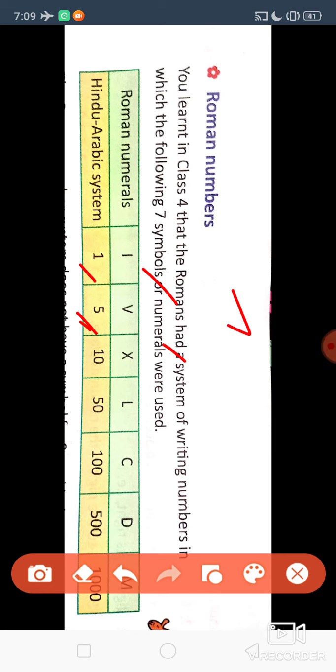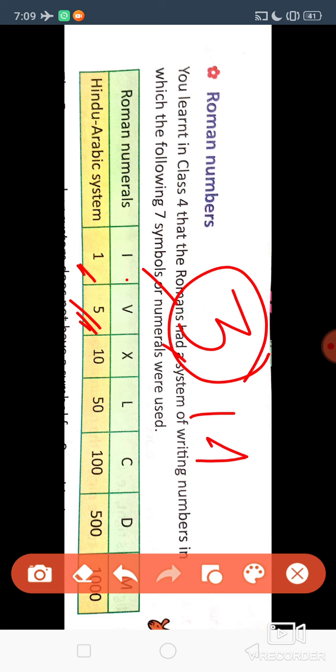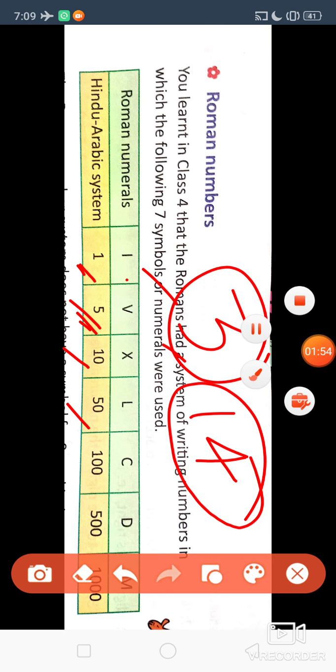But if we have to write 3, then how will we write it in Roman numbers? It is not given here. After 1 it is given 5. Suppose we have to write 14. But how will we write 14? For 10 it is given. After 10, 50 is given. So how will we write these numbers in Roman numbers? For that we have to follow some rules, and we are going to see those rules.